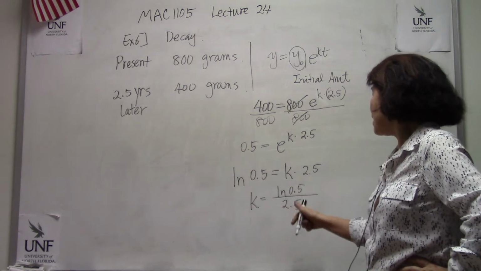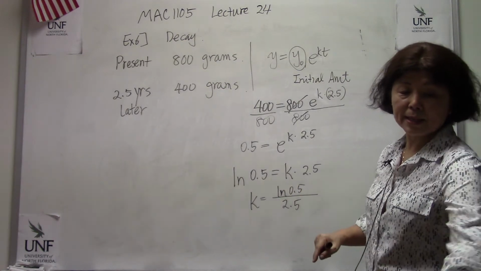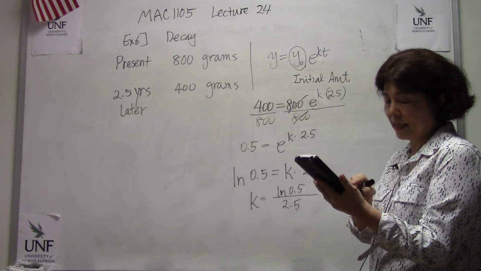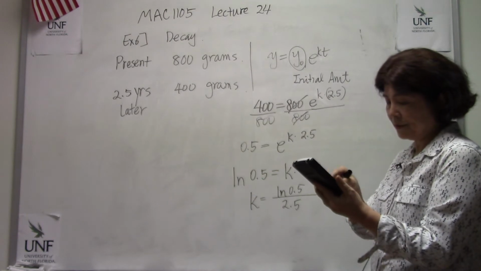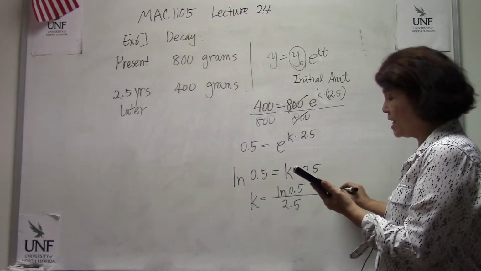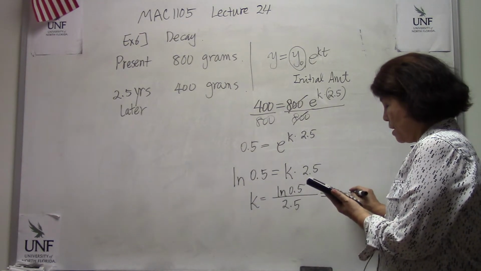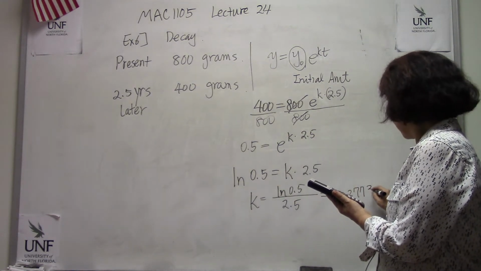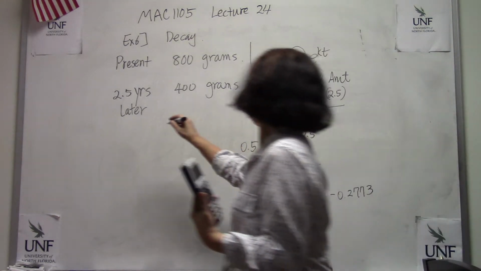I said we expect a negative value, but I don't see any negative. But guess what? This ln 0.5 can be negative. So let's see, ln 0.5 divided by 2.5 gives you negative 0.2773. So what is the equation?